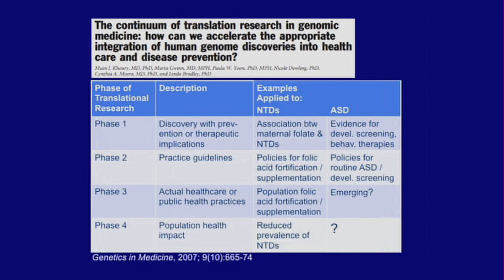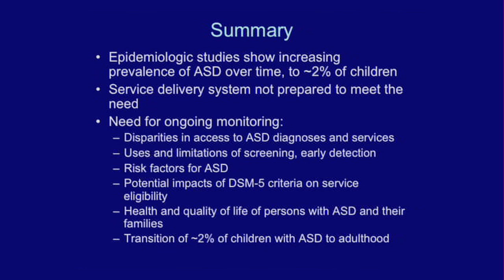But I think this is the agenda we have going forward, and we need to do a lot more work in this area, both here in the US and globally. So just to summarize, I would say the epidemiologic studies show the prevalence of autism has definitely increased in recent decades, and I would think that we're probably heading toward something like 2% of children meeting diagnostic criteria, at least as they currently exist, for autism in populations where you can study it.